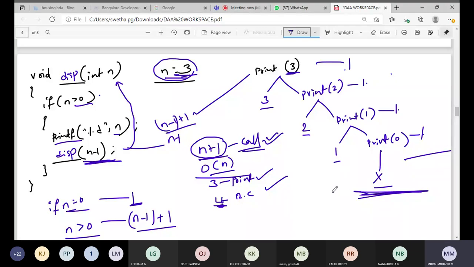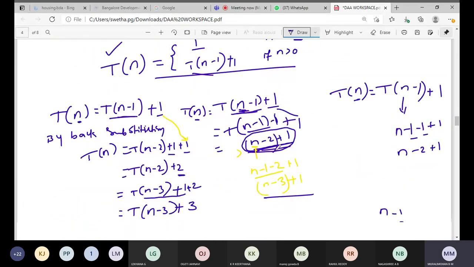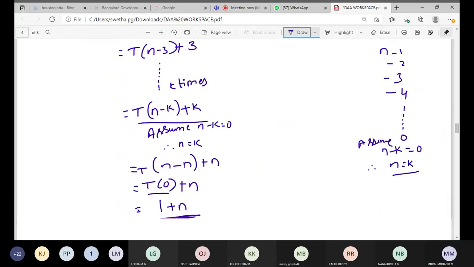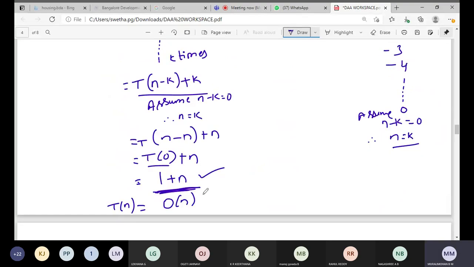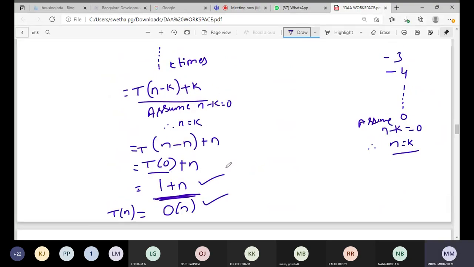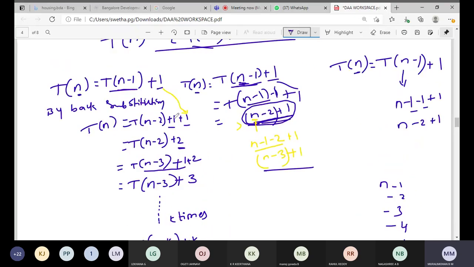So in this method, that is with the traversing tree method, also we are getting n plus 1 calls, that is order of n. With this also we are getting n plus 1 calls, order of n. Okay, so in examination you should solve by using this one. Am I clear? Is it clear how to build the recurrence relation?